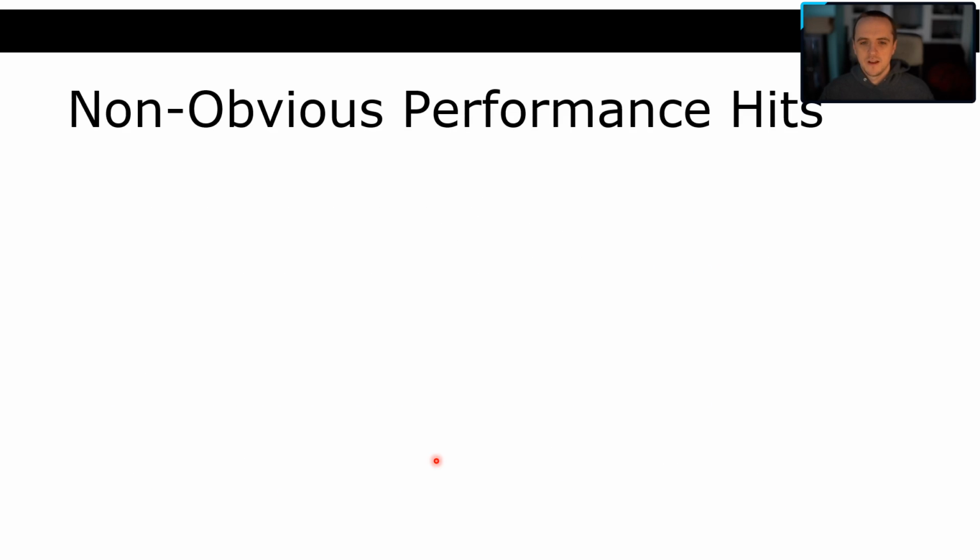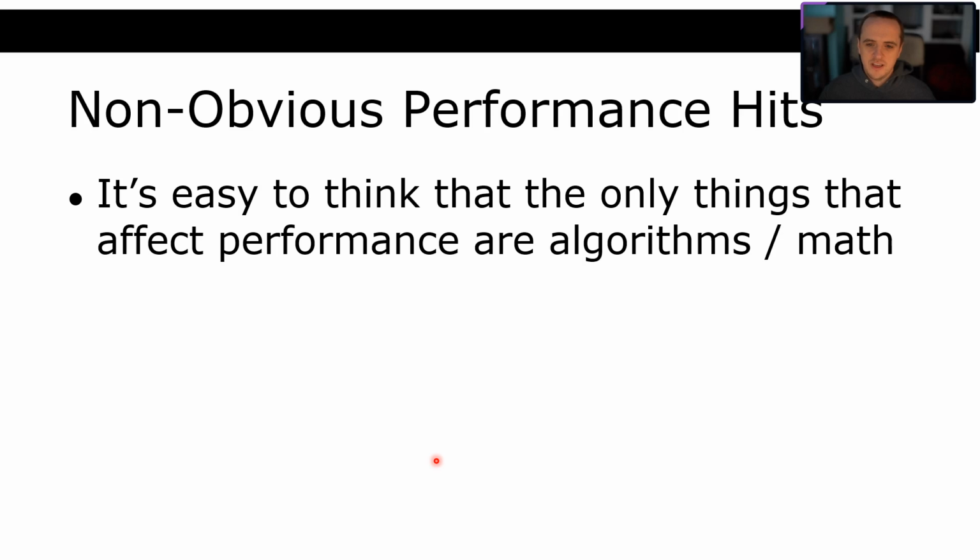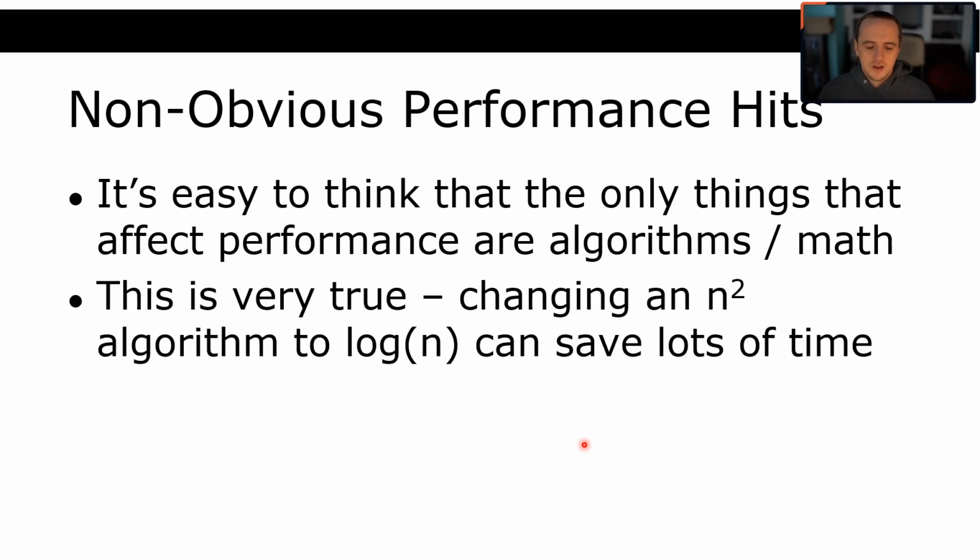Okay. So let's talk about some non-obvious performance hits that you could get in your programs. It's easy to think that the only things that affect performance are algorithms and mathematics, right? So this is true. For example, if you have an algorithm that takes big O of n squared, and you change that algorithm to be log of n, then you're going to save lots of time, right? There's no denying that changing your algorithms to be more efficient is going to save you time.